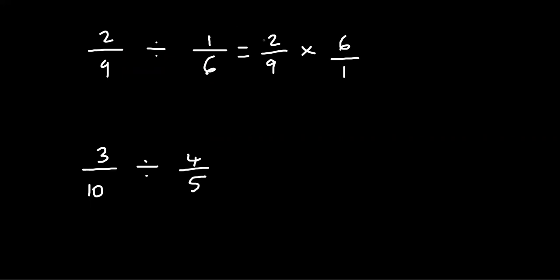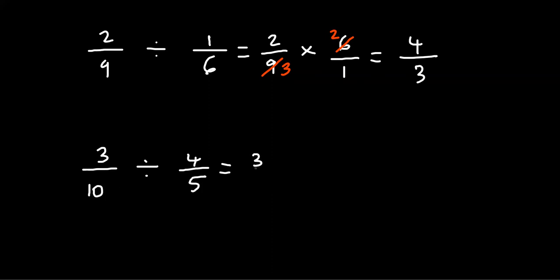And then you cancel any common factors. So I can see a common factor of 3 for these numbers. So that becomes 2/3. And then you multiply straight across. So 2 times 2 is 4. 3 times 1 is 3. And since there aren't any common factors, that would be the simplest form.